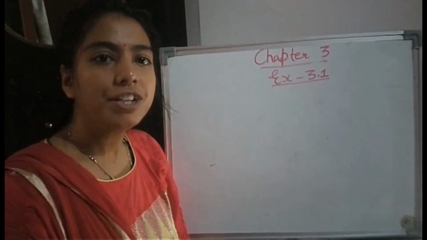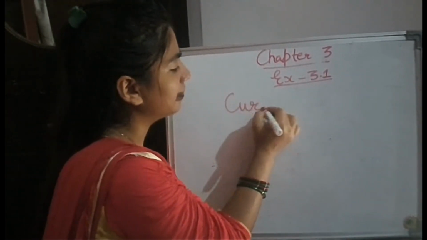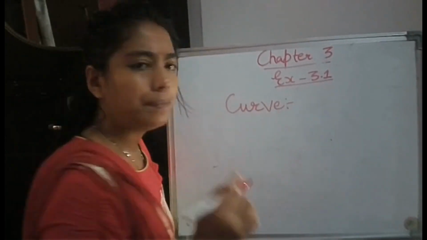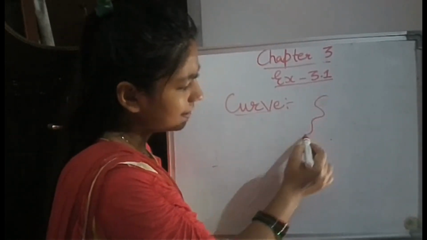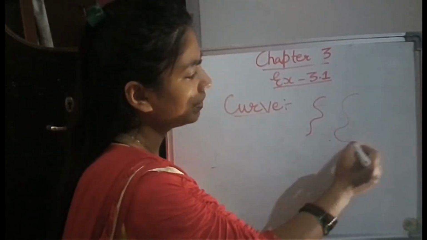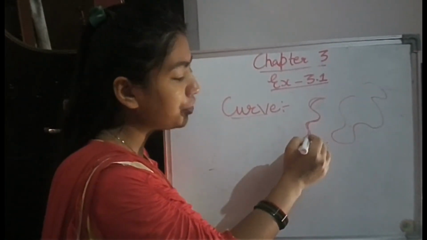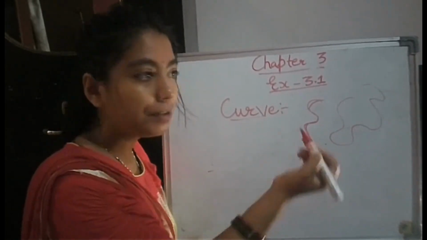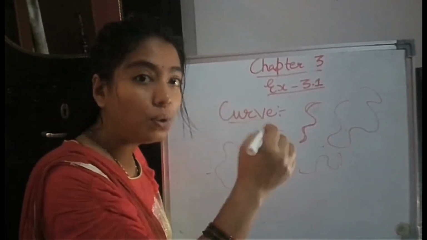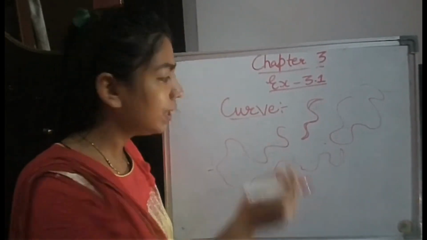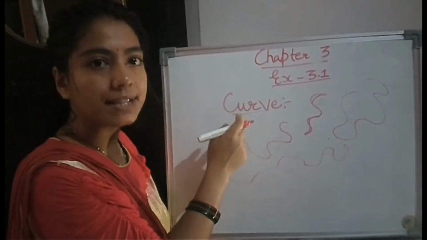Okay students, the very first topic we have is curve. What is a curve? In mathematics, what is called a curve? If you are drawing anything, see, this is a curve. If I'm doing this, it is a curve. But the condition is without lifting your pencil. See, I am making anything, but without lifting our pencil. That is called a curve. Okay, and this is also called a simple curve.